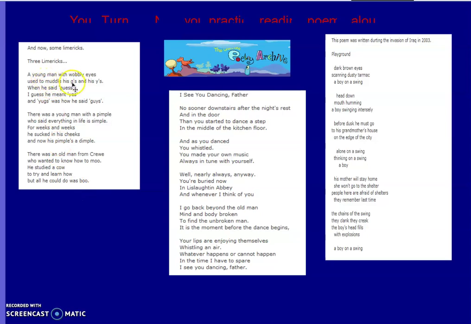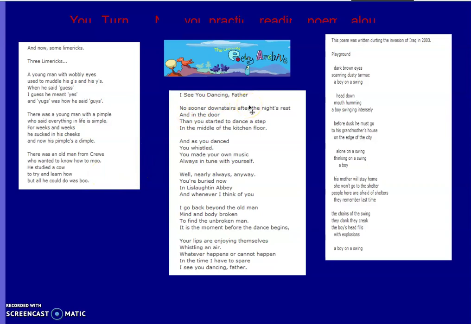A young man with wobbly eyes used to muddle his G's and his Y's. When he said guess, I guess he meant yes, and yugs was how he said guys. Here's another one. There was a young man with a pimple who said everything in life is simple. For weeks and weeks he sucked in his cheeks, and now his pimple's a dimple. There was an old man from Crewe who wanted to know how to moo. He studied a cow to try to learn how, but all he could do was boo.